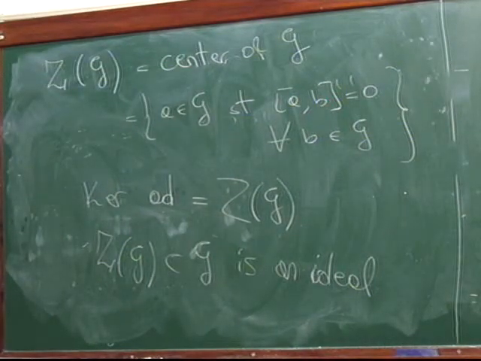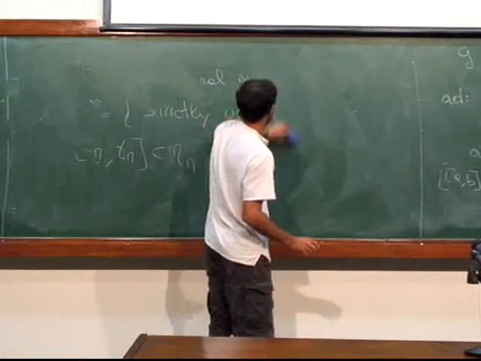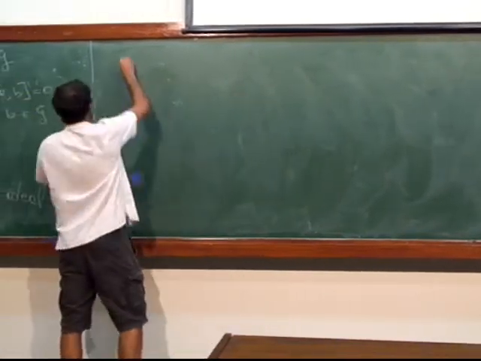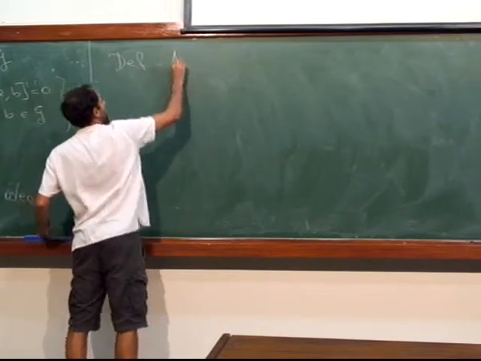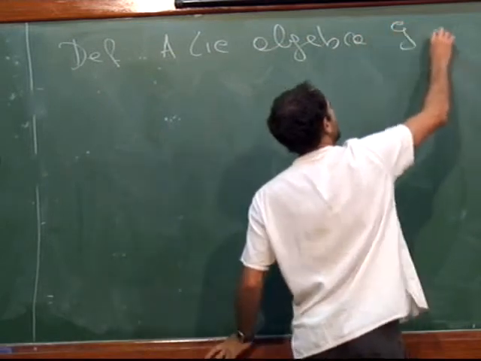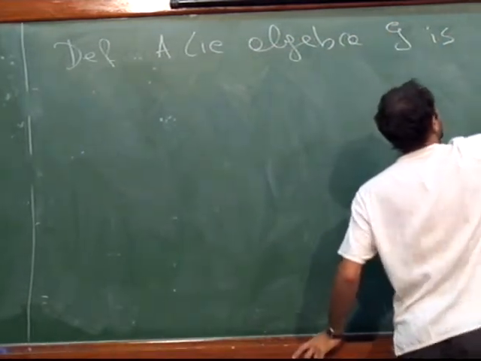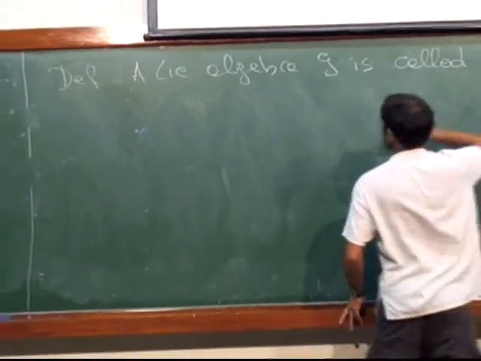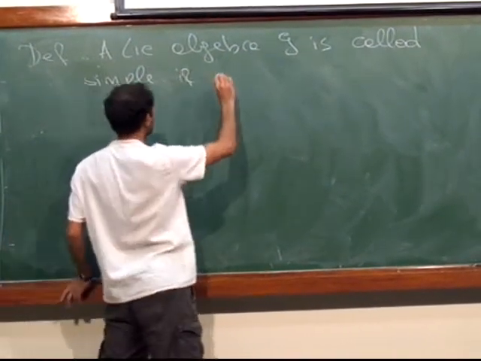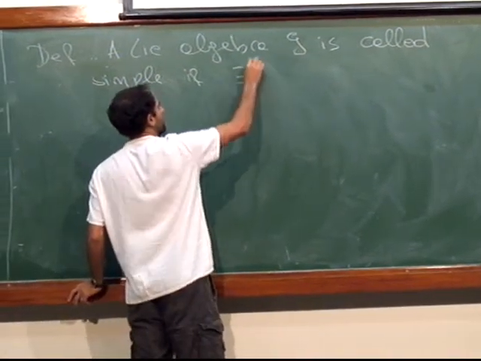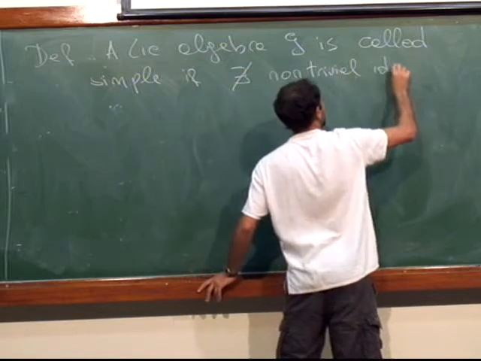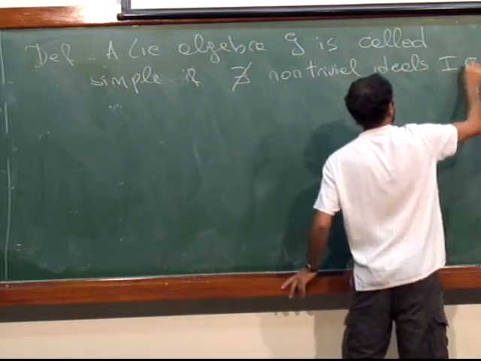And if you remember the definition of any simple object for groups and so forth, let's see. So let me give a definition. A Lie algebra G is called simple, we'll revise this later, if there are no non-trivial ideals properly included in G.